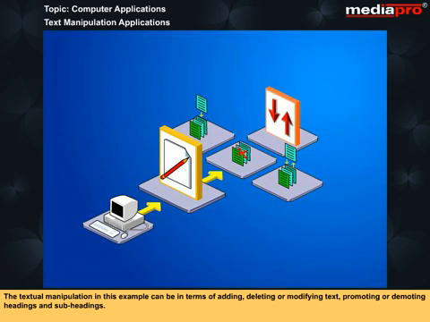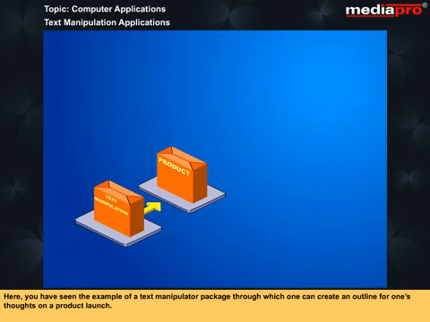The textual manipulation in this example can be in terms of adding, deleting or modifying text, promoting or demoting headings and subheadings. Here you have seen the example of a text manipulator package through which one can create an outline for one's thoughts on a product launch.